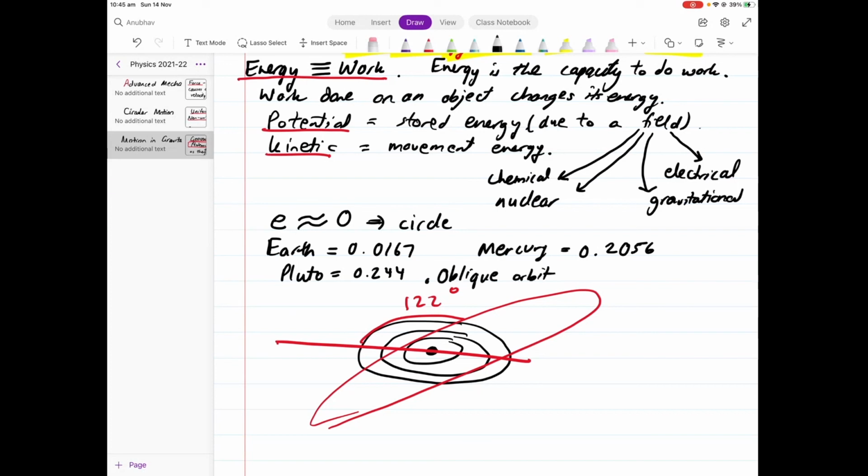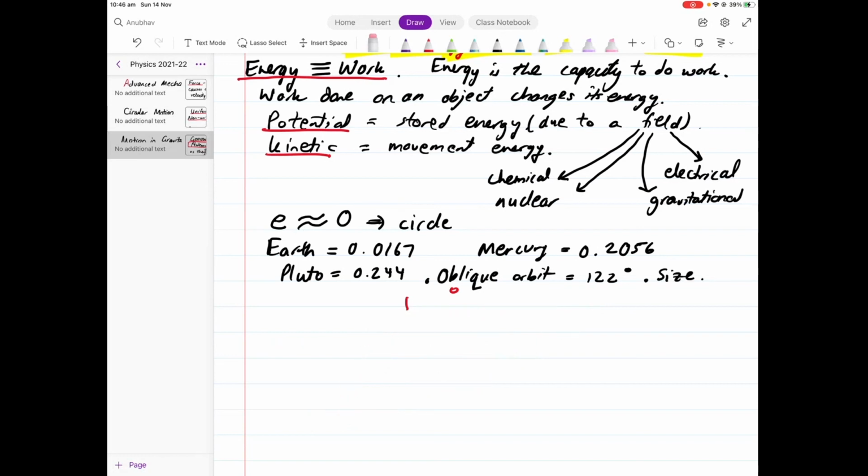I don't know, I just love giving these history lessons. I feel like they're kind of interesting, why things happened. It's an oblique orbit, and its size. Everyone thinks about Pluto being a very tiny planet, so the issue is obviously with the size as well. But for all intents and purposes, all the other planets in the solar system, you can just consider it's a circle. Jupiter has eccentricity of 0.04, very small.